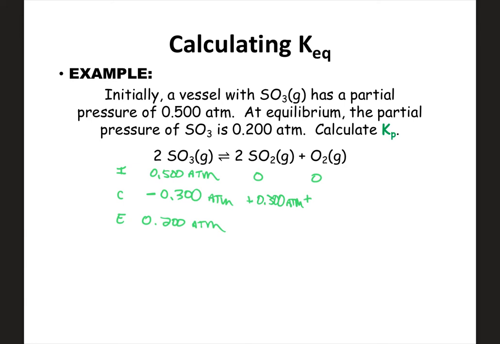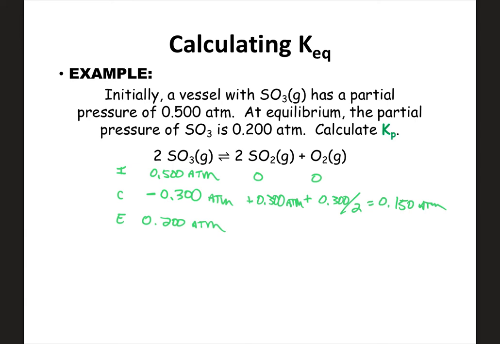But for the O2, I don't have the same ratio. Essentially, I have half as much forming. So I'm going to gain 0.300 divided by 2. All right, so that would be 0.150 atms. So you do need to pay attention to the stoich here when you're doing your change. All right, obviously, again, the sign matters.